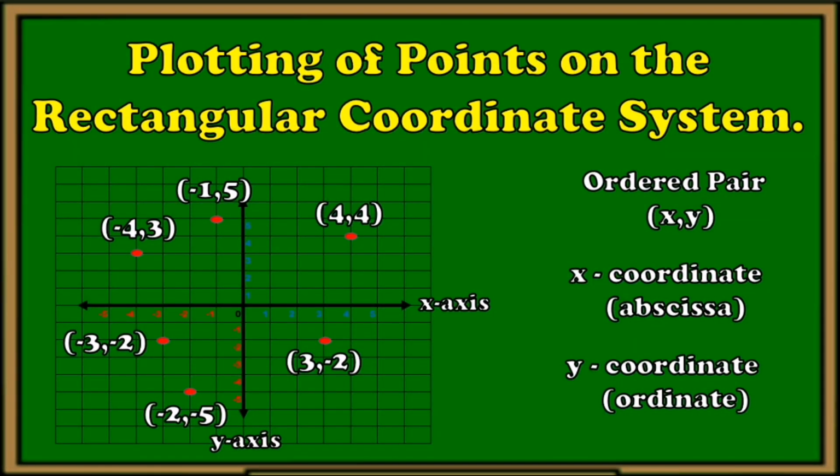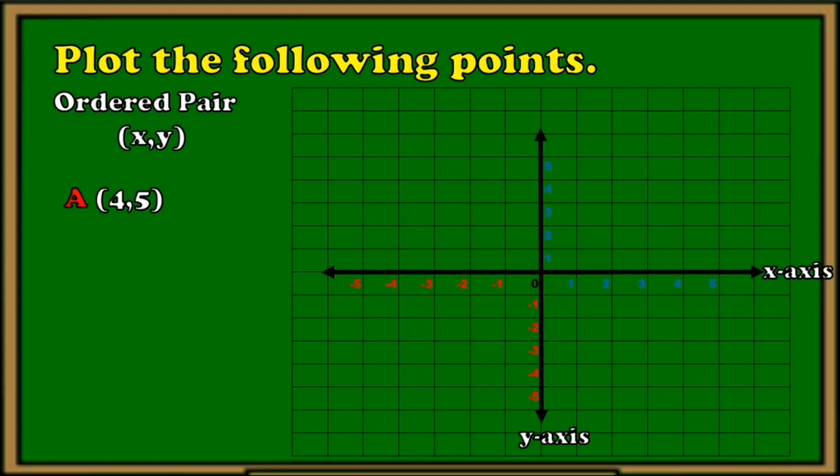Good day, everyone. Today, our topic will be plotting of points on the rectangular coordinate system. Let's try to plot the following points. We have point A, and its coordinates are 4 and 5. 4 is the x-coordinate, and 5 is the y-coordinate.